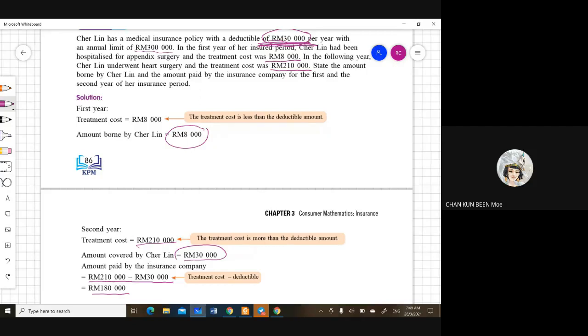Okay, so you just bear in mind next time. It depends on your deductible. If your deductible is more than your treatment, then you have to bear everything of the cost of the treatment. If the deductible is less than that, then you can minus the deductible. The rest will be borne by the insurance company. It will be paid by the insurance company.